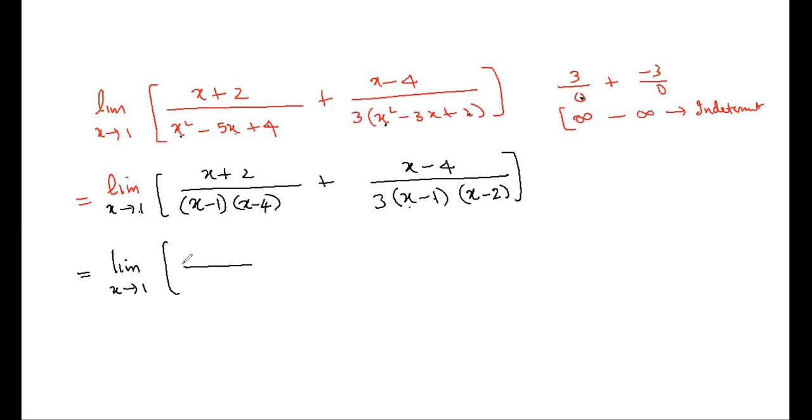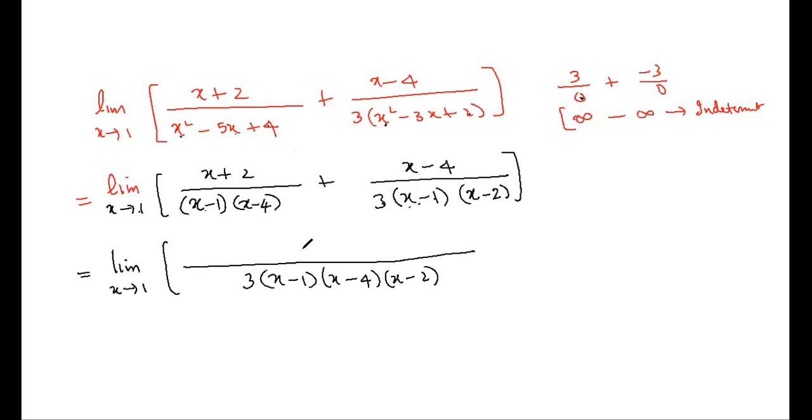उसके बाद क्या करना चाहिए? LCM लेना है. LCM का मतलब है दोनों के डिनोमिनेटर को एक ही करना. So x minus 1 दोनों में है. x minus 4 भी है. 3 भी है. और x minus 2. These are the LCM. जो दो बार है एक ही बार लिखने का है, दो बार नहीं लिखना है.